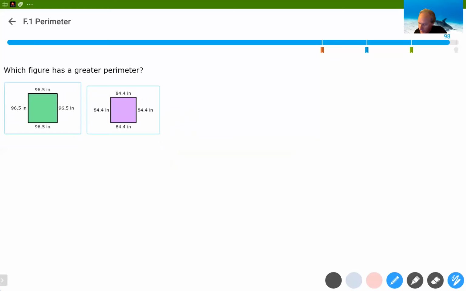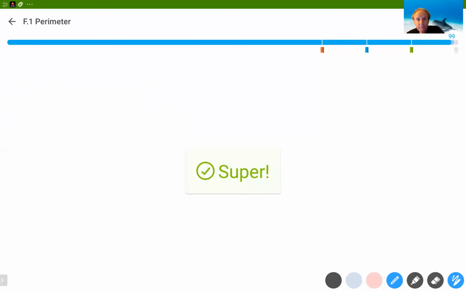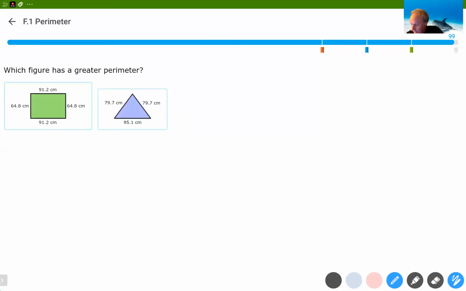Hopefully just one more. 96.5. That's a square times 4. 386 and 84.4. Well, duh. Which one has a greater perimeter? This one does. Don't have to do it. And which one is greater in this case? I can estimate and see that this one is going to be very close to 300, and this one is much less.